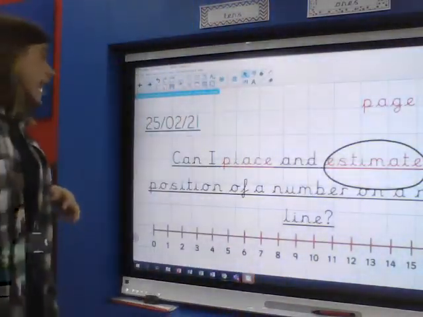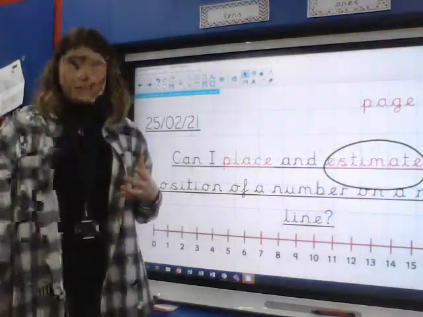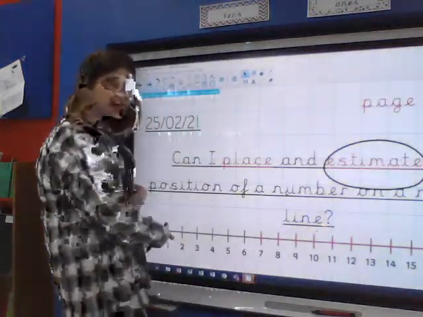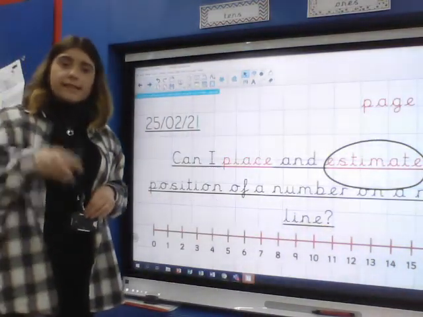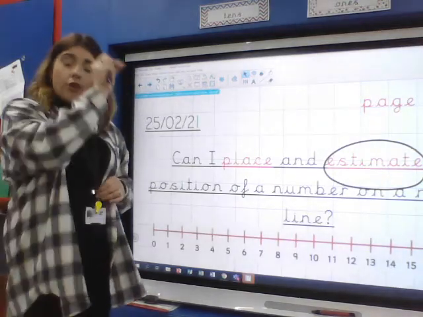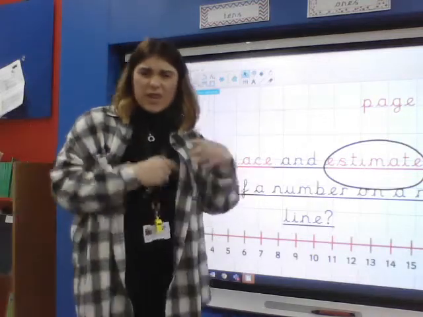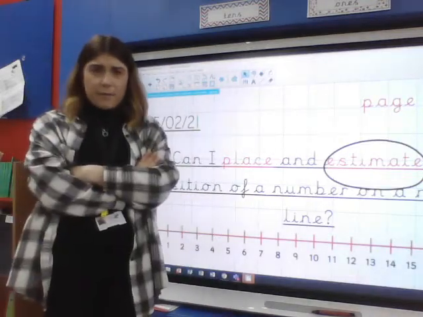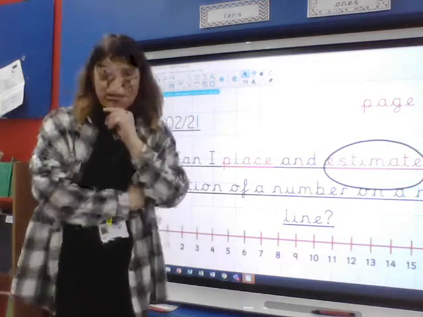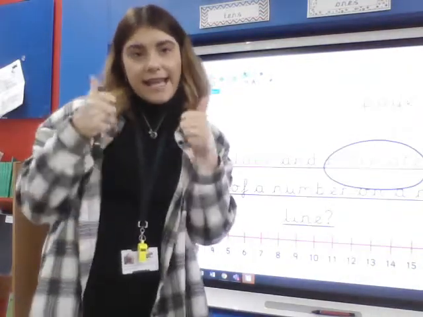Today it says that we are placing and estimating the position of a number on a number line. So we're looking at number lines like Mrs. Wood's number line at the bottom here, and we're placing numbers in the correct place where we think they go. We're writing down the number that we think should go on the number line, but we're also estimating. Who's heard that tricky word, estimate, before? That sounds quite a posh tricky word, doesn't it? Estimate.